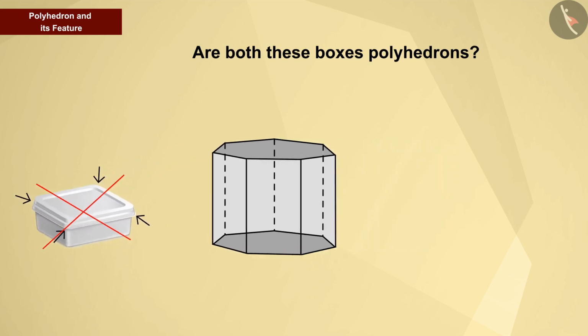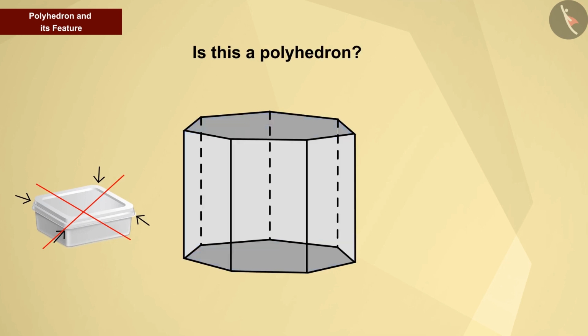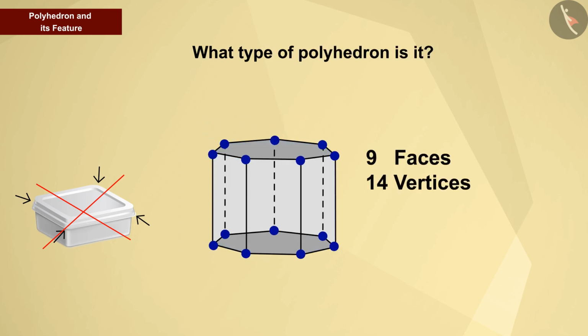Now, look at this second box. Is this a polyhedron? This box is made up of a combination of flat polygons. So, it is a polyhedron. But what kind of polyhedron is it? It has 9 faces, 14 vertices, and 21 edges.